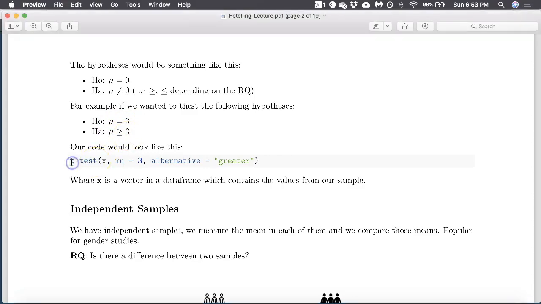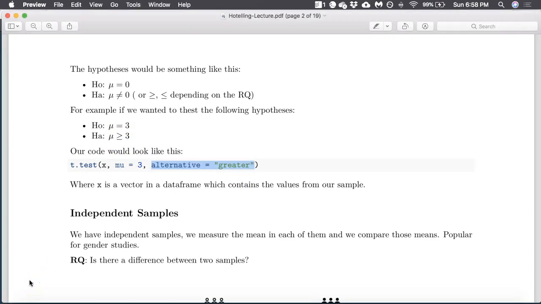I would just have t.test. Here I have the data frame, essentially a vector with the data from my sample. Then I tell it what the population value is going to be. And then I tell it what hypothesis I wanted to test. In this case, I had greater than, so I went with greater.